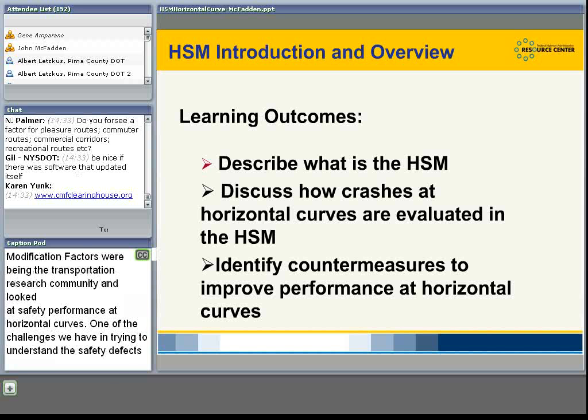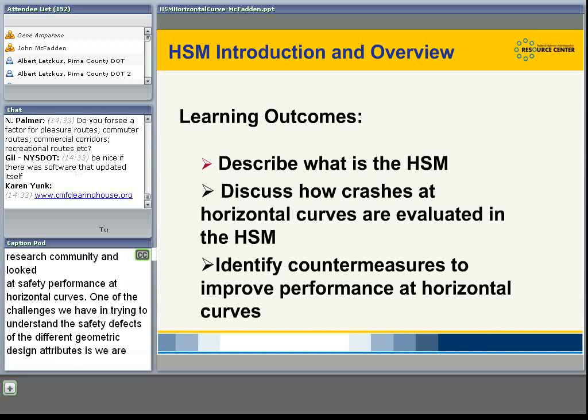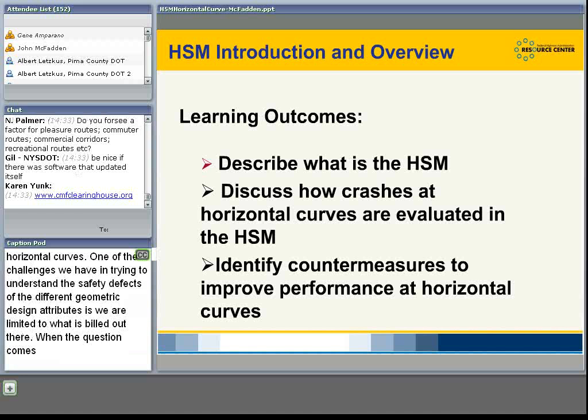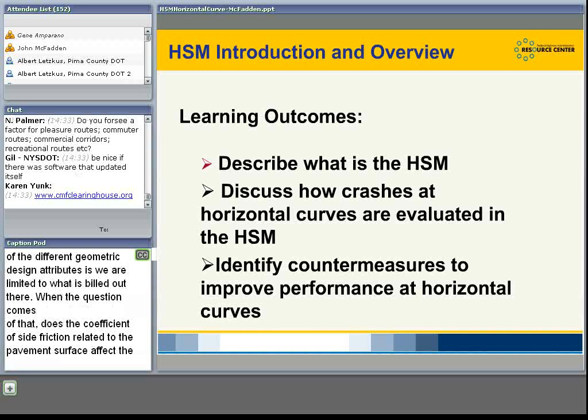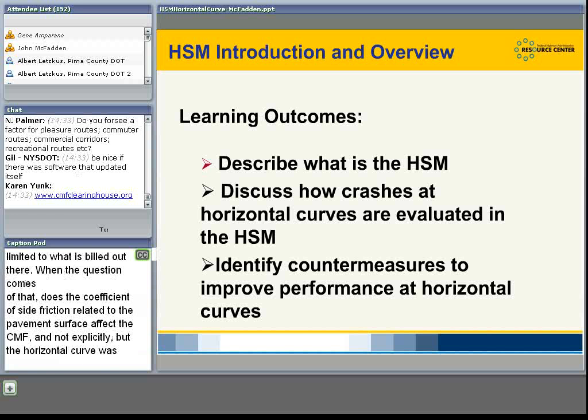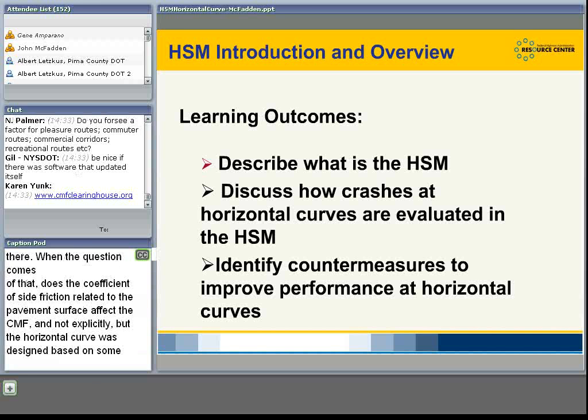Yeah, that's from the perspective of the equation, or are they asking, is there a separate crash modification factor that focuses strictly on? I guess he's asking, does the side friction, is that built into the CMF? Well, it's an interesting question. Yeah, from the equation.